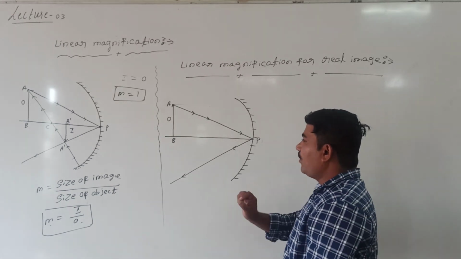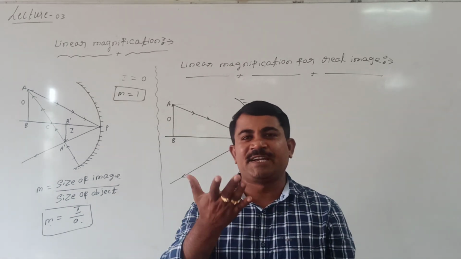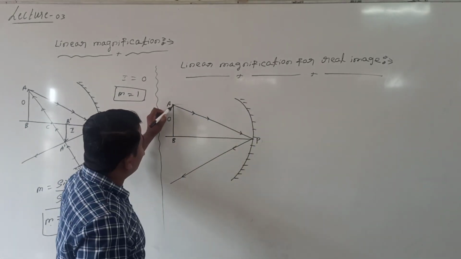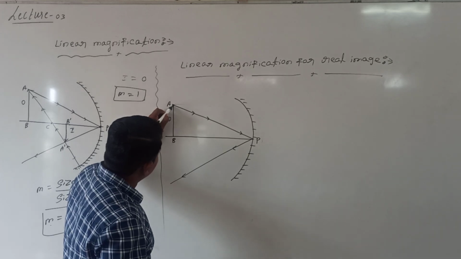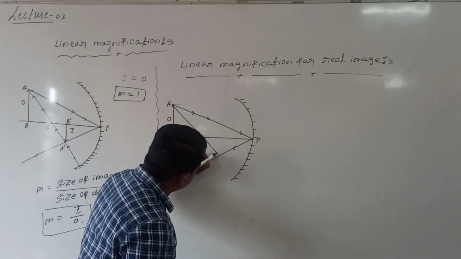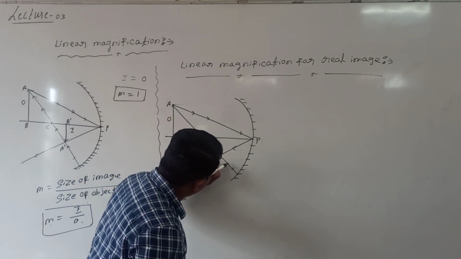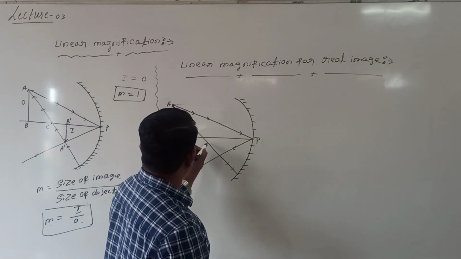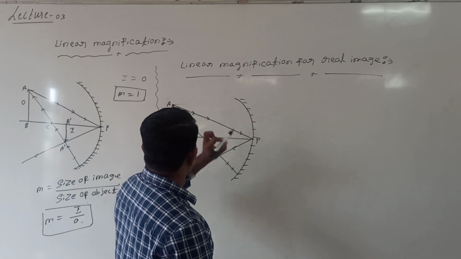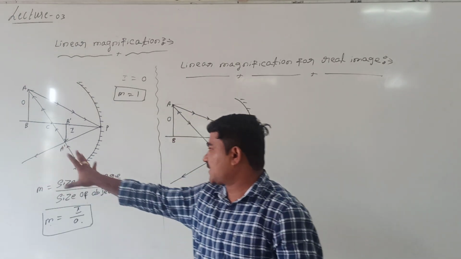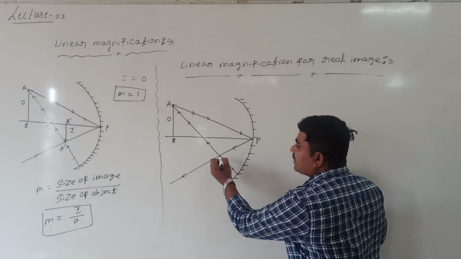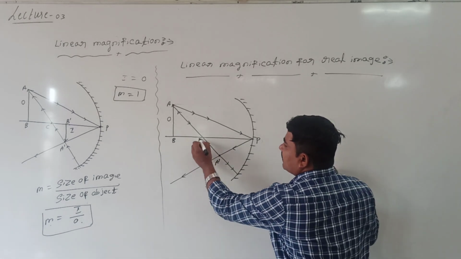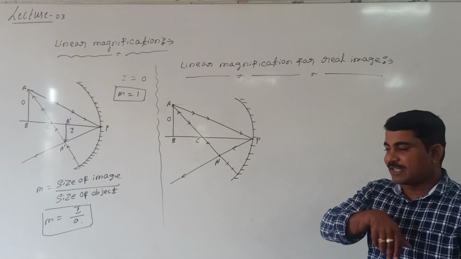Now one more ray of light that passes through the center of curvature. From this object, let us consider the ray of light which is passing through the center of curvature. It is incident here. After incidence, it gets reflected back; I mean, it retraces its path. After reflection, the rays of light meet at this point, so it is nothing but the center of curvature, C point.